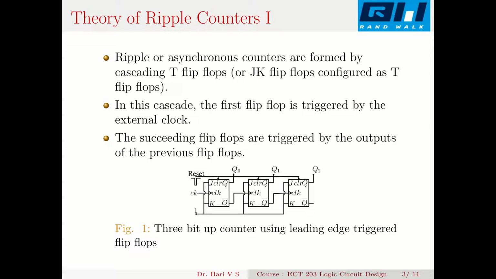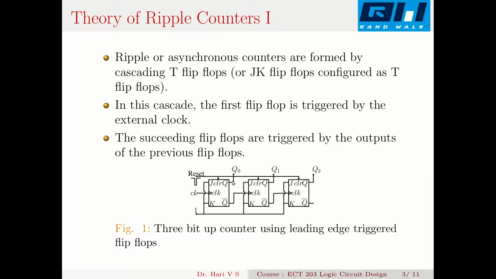In this cascade, if you can see this diagram, this is the first flip-flop. It is clocked by an external clock, and its J and K are connected to 1, that is T is equal to 1. So this output Q0 toggles every clock cycle. Now its output is connected to the clock of the next stage, and that toggles on every state change of the first Q bar, and the output of the second flip-flop is also connected to the clock input of the third flip-flop. So that you get a pattern like Q2, Q1, Q0.